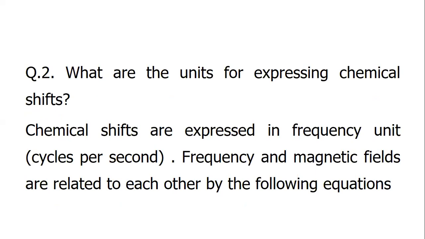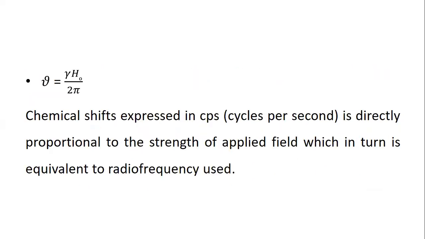What are the units for expressing the chemical shifts? Chemical shifts are expressed in frequency units, cycles per second. Frequency and magnetic field are related to each other by the following equation: B equals gamma H naught over 2 pi. Chemical shift expressed in CPS, cycles per second, is directly proportional to the strength of the applied field, which in turn is equivalent to the radio frequency used.